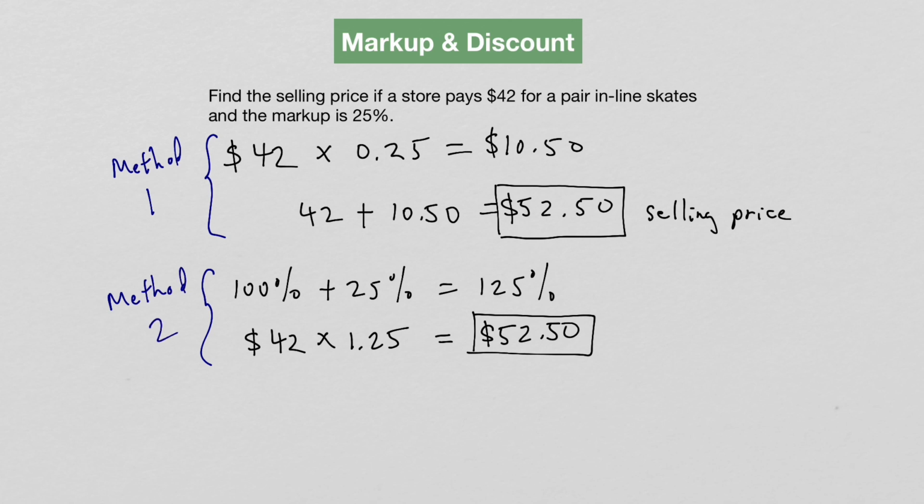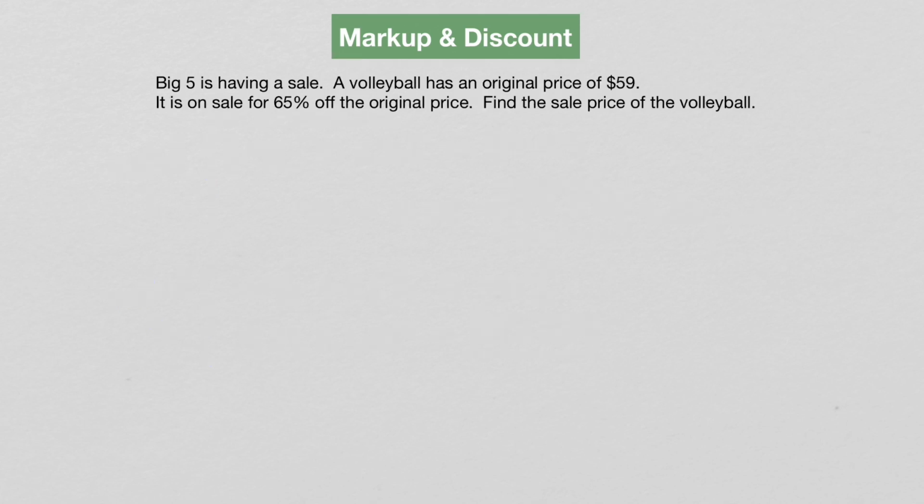Okay, so let's take a look at another example. Okay, Big 5 is having a sale. A volleyball has an original price of $59. It is currently on sale for 65% off the original price. We are to find the sale price of the volleyball. Okay, so in the previous problem, we talked about a markup or an increase in the price of a product. Now we're talking about a discount. Okay, when something is on sale, the price is going to drop from the original price.